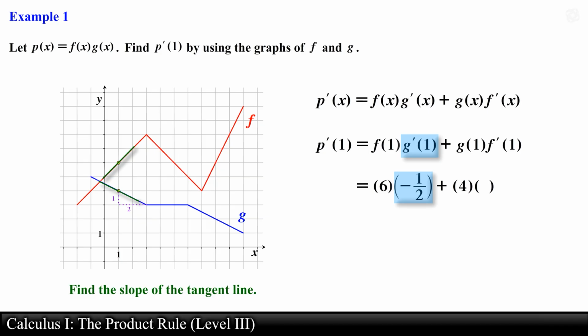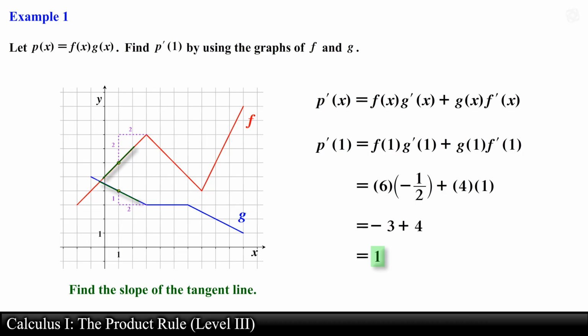-1/2. Lastly, f prime evaluated at x equals 1 is going to be equal to the slope of the tangent line of the red graph at x equals 1. This value can be calculated in the same manner as g prime of 1. In this case, it is going to be equal to 1 over 1, which is just equal to 1. Having found all the required values, we go ahead and simplify the expression, obtaining the final answer equal to 1.